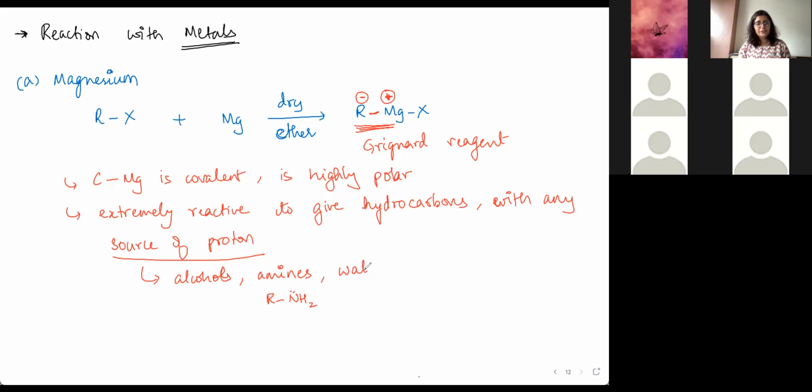Water is supposed to be neutral. That's what we consider water to be. But in the presence of RMgX, this also gets acidic nature. It pulls the H plus from water to give hydrocarbons. So even these are sufficiently acidic.